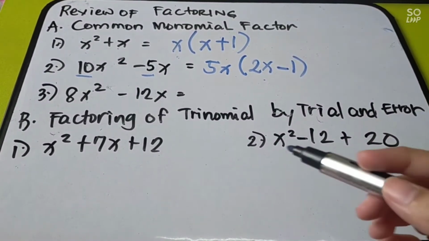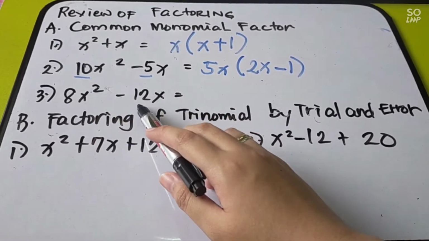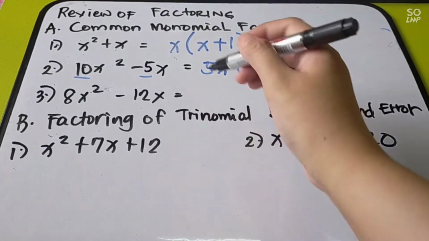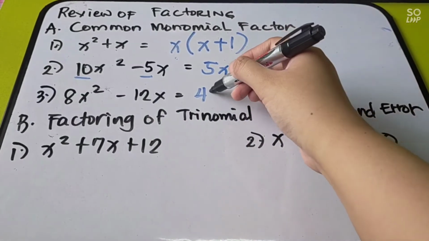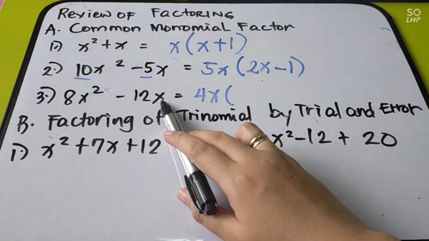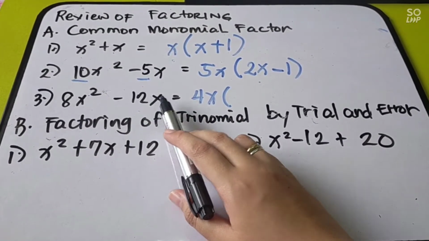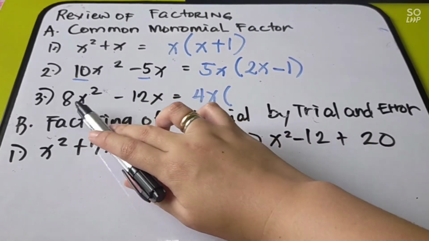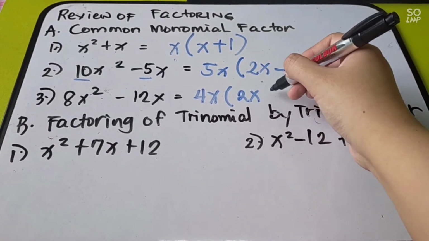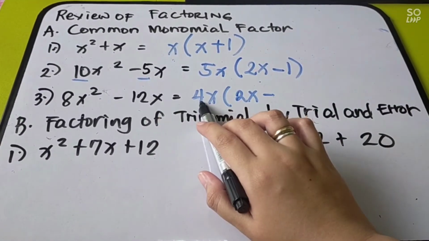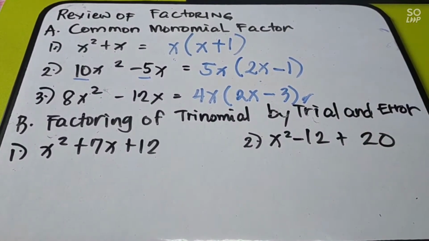We're done. Next tayo. 8x squared minus 12x. What would be the factors of 8 and 12? Ang factor niya ay 4. So, yung 4 pwede mo i-divide sa kanilang dalawa. Then, x squared and x, we have x ulit. Okay? So, x lang yan, kasi siya yung may pinakamababang exponent. So, then, afterwards, 8x squared divided by 4x, the answer here is 2x. Then, minus 12x divided by 4x, the answer is negative 3. We're done. So, that is common monomial factor.